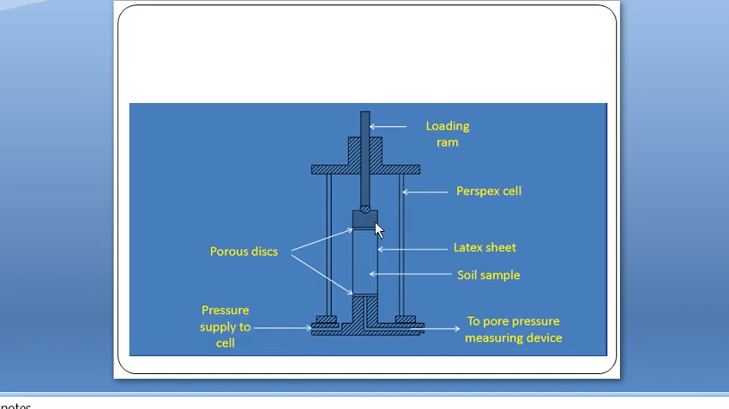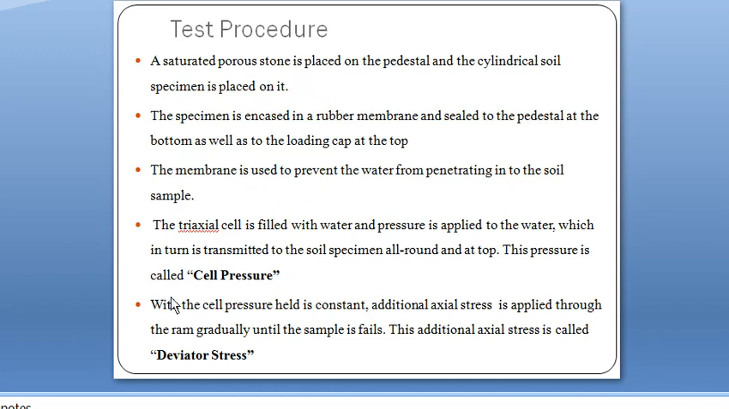This portion will be filled with water, and pressure will be supplied to this water, and in turn this pressure will be applied to the soil also. So the soil will have all-round confining pressure. This is known as cell pressure or confining pressure. This is applied in the first stage, that is the consolidation stage. In the consolidation stage we are applying all-round confining pressure or cell pressure to the soil sample through the water pressure.